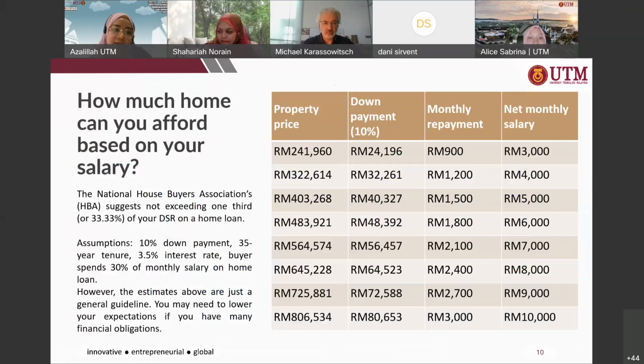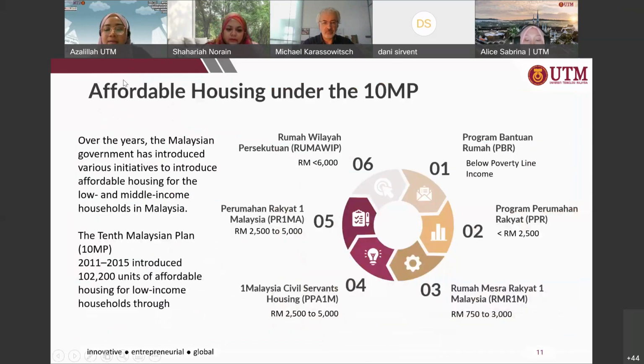Because of that, the Malaysian government established housing initiatives under the Malaysian Plans. Malaysia started to launch the Malaysian Plan after independence in 1957. They launched the first Malaysian Plan, which targeted the economy, how to raise the economy of the Malaysian people. Until now, from 2011 until 2015, the Malaysian government launched a lot of programs and schemes.